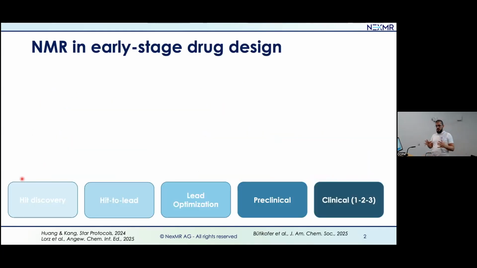That's why we have to understand a bit where NMR is sitting in most drug discovery processes. You probably have seen this type of chart many times, right? You start from hit discovery, where you discover some new first molecules as scaffolds. Then you modify them in hit to lead. You then later optimize them when they start to be very potent. And then you go into preclinical and hopefully clinical trials.